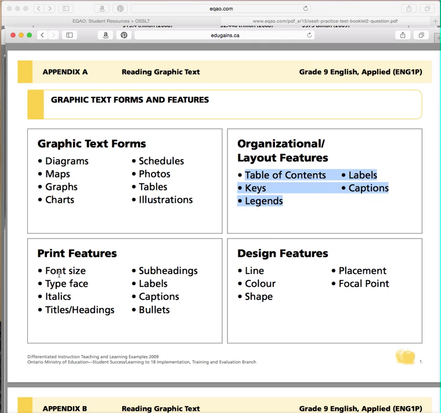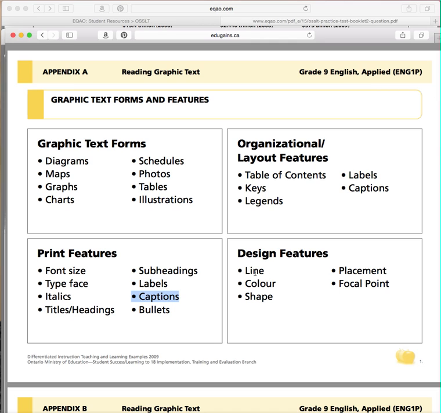Also very important to notice the print features, especially font size. Most of the other readings on the OSSLT contain a single font size. However, the graphic text will have different sizes of font, different types of font. There will be titles and headings, subheadings, bullets, and so forth. Also the captions and labels, we also have to know what those are. When we see text located in a smaller box perhaps, that would be called a caption.